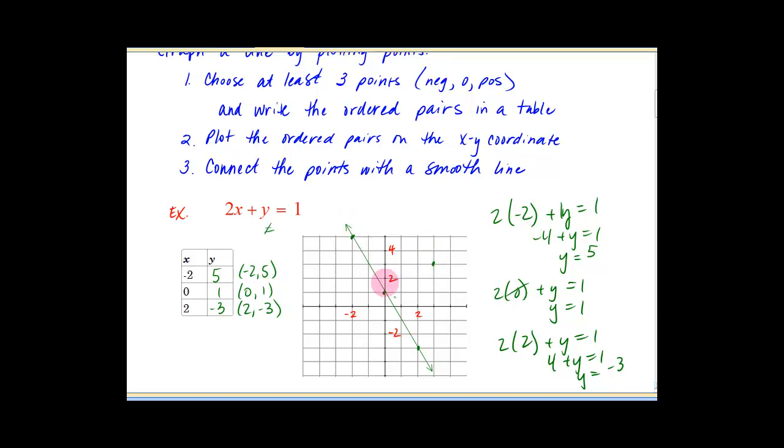So what my line tells me is that any ordered pair that lies on this line, when I plug it into this equation, makes the left equal the right. And if it's not on this line, then it's not going to make the left equal the right.